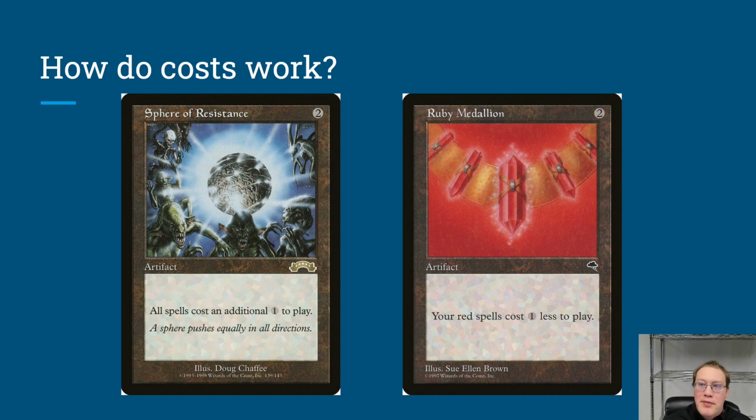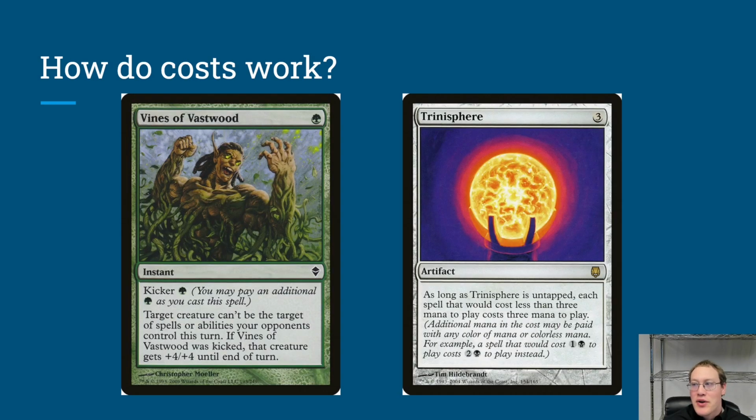So that's a warm up to help get everybody excited for some of the stuff that's coming up. Okay, so here's one where we actually involve Trinisphere. We're going to play a Vines of Astwood, and we're going to have a Trinisphere in play. So how much would that cost? And of course, we're using the kicker cost in order to do that.